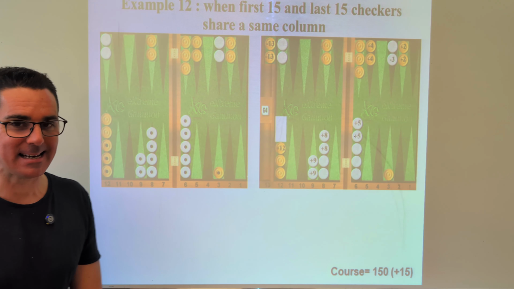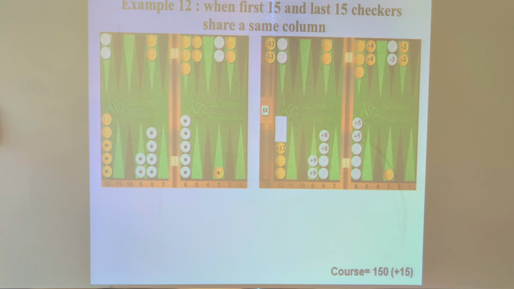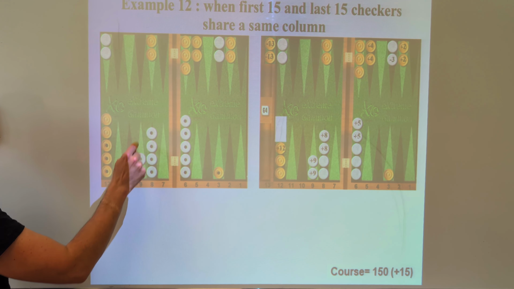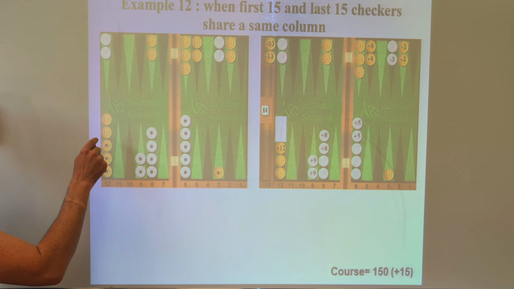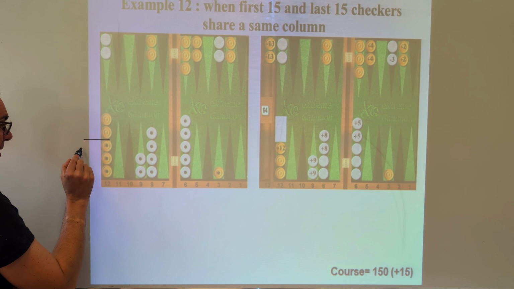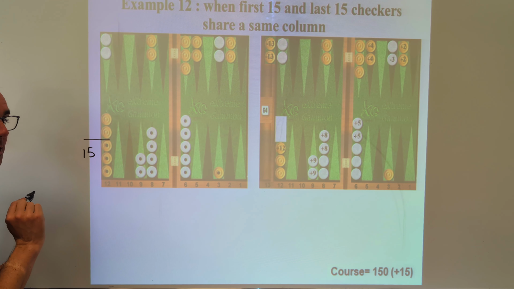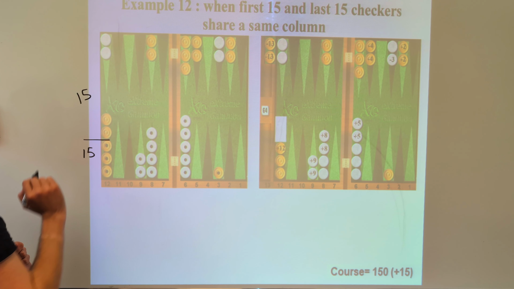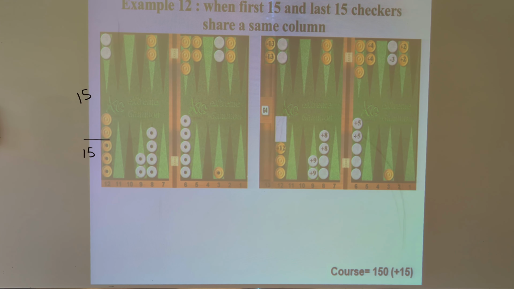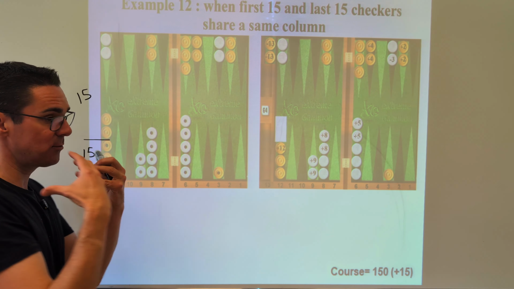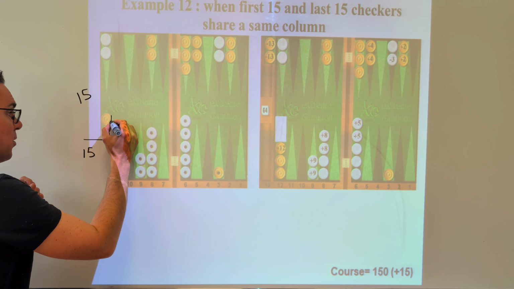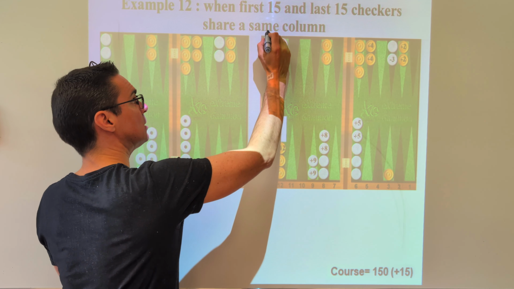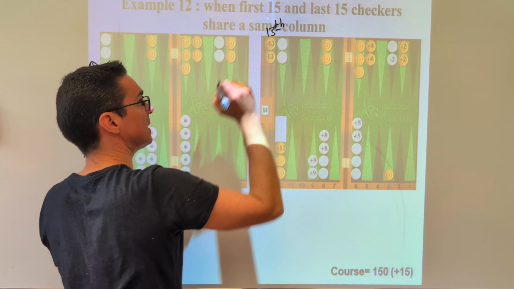And finally, the last case, the most difficult case, because you have 15 checkers. 1, 2, 3, 4, 5, 6, 7, 8, 9, 10, 11, 12, 13, 14, 15. But the 15 first checkers share the same column as the 15 last checkers. So you have to imagine, you have to make this mental image of those 2 checkers which are translated to a 13th pip.